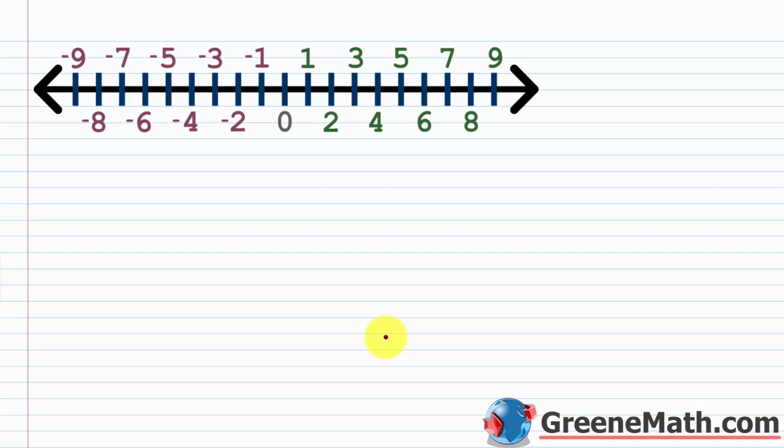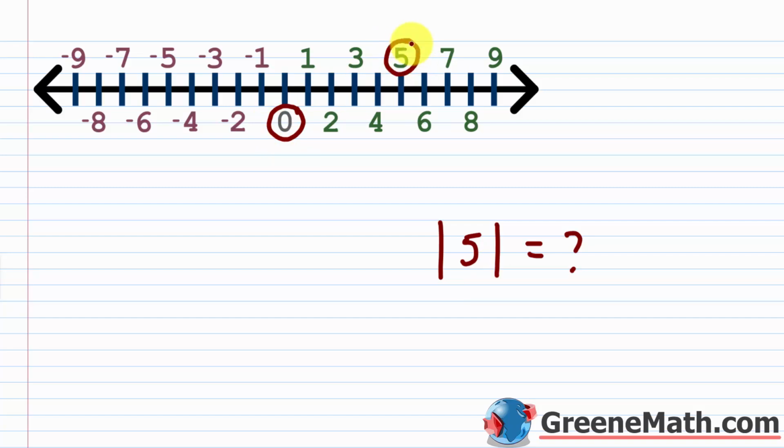Now, before we jump into some problems, let's just take a moment here and think about absolute value as a concept. So if I asked you for the absolute value of something like the number 5, what am I asking you for? Remember, the absolute value of a number is the distance from 0 to that number on the number line. So if I want to know the absolute value of 5, I'm asking how far away is 5 from 0 on the number line?